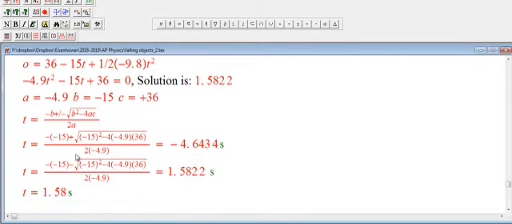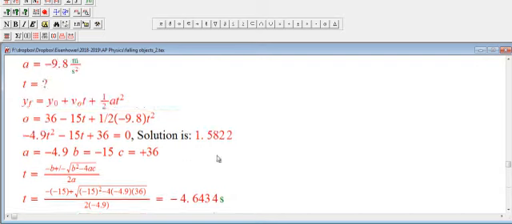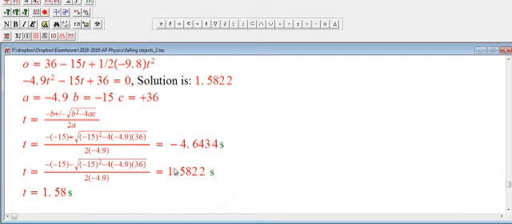I substitute into the quadratic equation twice, first time with a plus, second time with a minus. I got negative 4.64, then I got 1.582. The negative 4.63 really doesn't apply because you can't have a negative time.